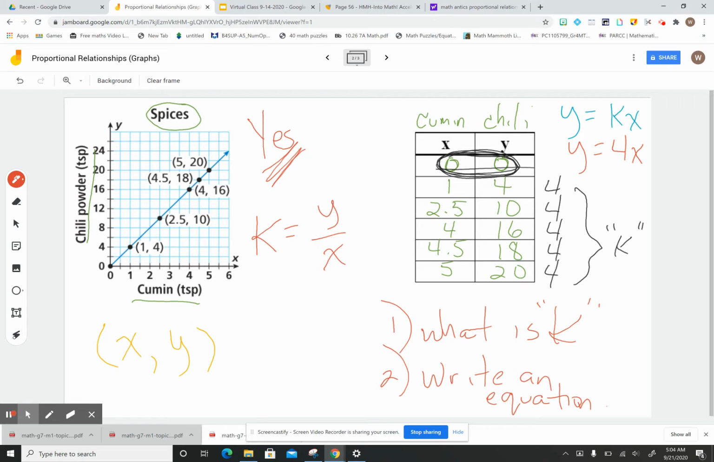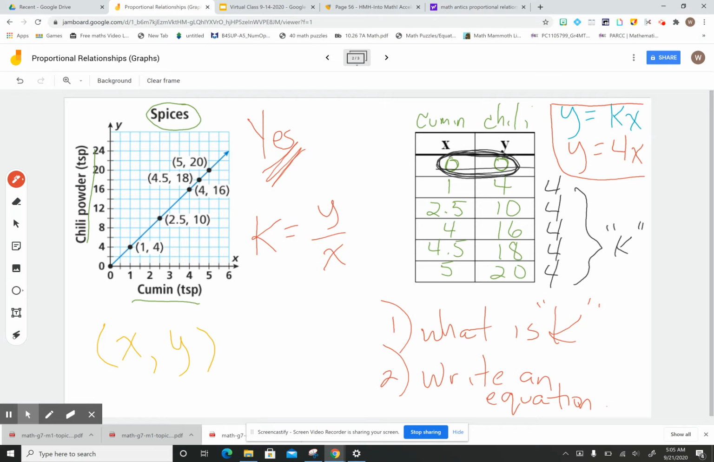4 multiplied by 1 would give you 4. True. 2.5 multiplied by 4 would give you 10. True. 4 multiplied by 4 would give you 16. True. 4.5 multiplied by 4 would give you 18. True. 5 multiplied by 4 would give you 20. True. So this would be our equation: Y equals 4X. Remember, all we're doing is replacing K.